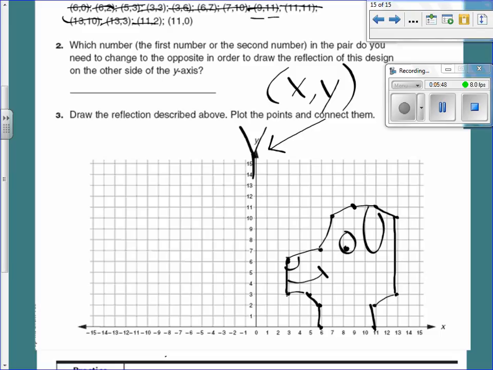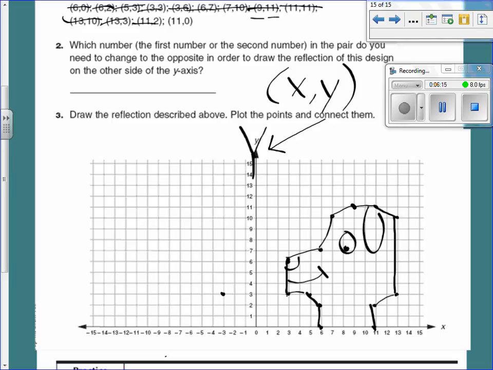So it says which number, the first number, the second number in the pair, do you need to change to the opposite side in order to draw the reflection? Well, I'm going to look over here. I have the point 3, 3. So to make a reflection, I need a line here. So I go negative 3, 3. That way I still have a point. Does everyone see that? Everyone sees that I still have a point on this side, so now it's reflecting.